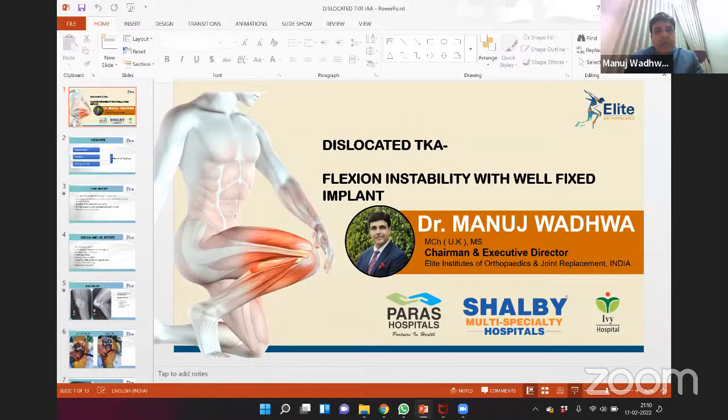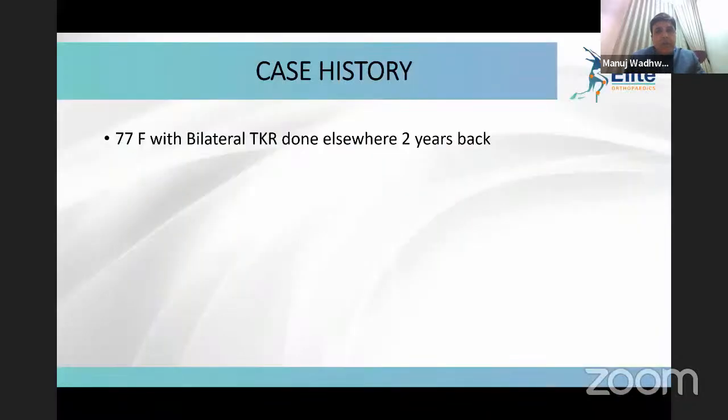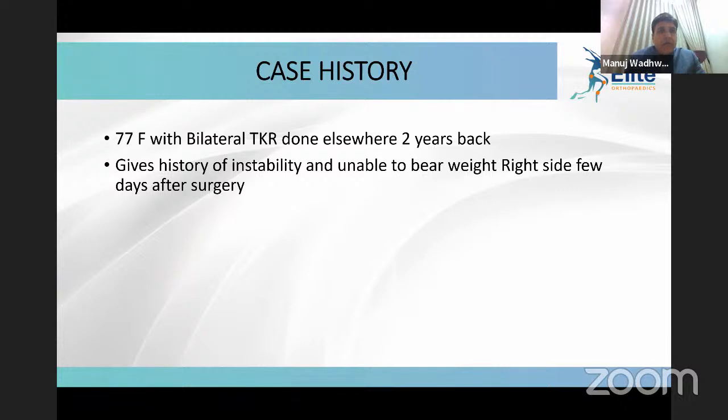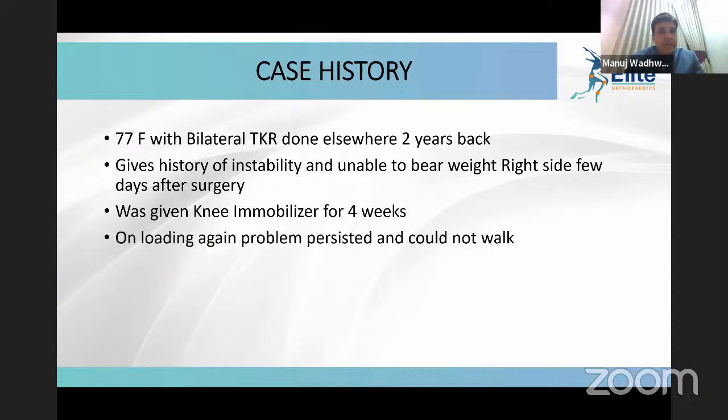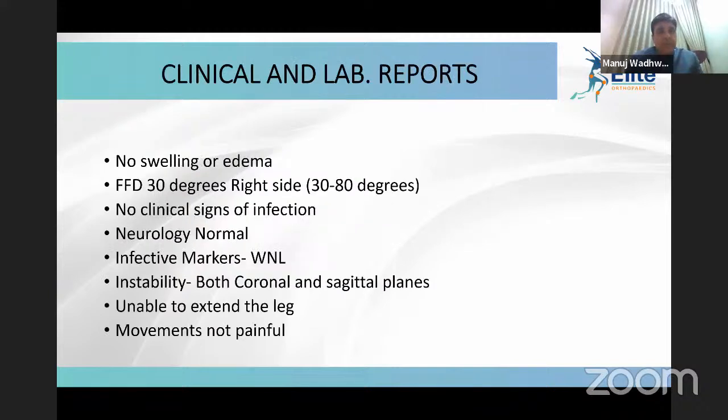So, a 77-year-old female with bilateral knee replacement done elsewhere 2 years back. The history she gave was instability and being unable to bear weight on the right side a few days after surgery. She was given a knee immobilizer for 4 weeks by the surgeon for the index surgery. When she started loading, she had the same problem, which persisted, and she could not walk. When she presented to us, she had been wheelchair bound for the last 2 years.